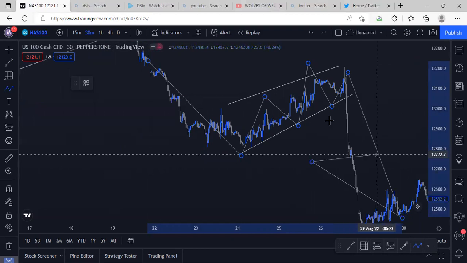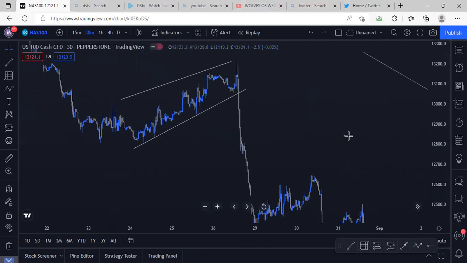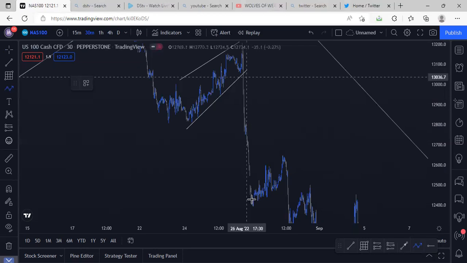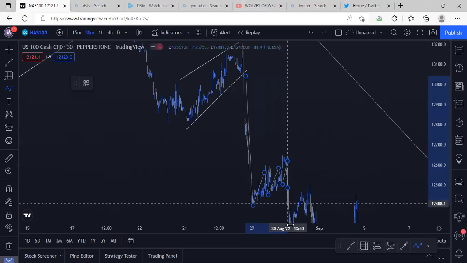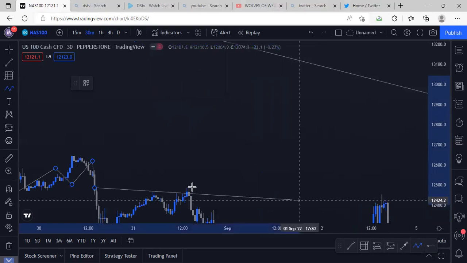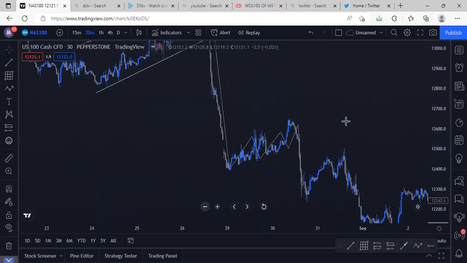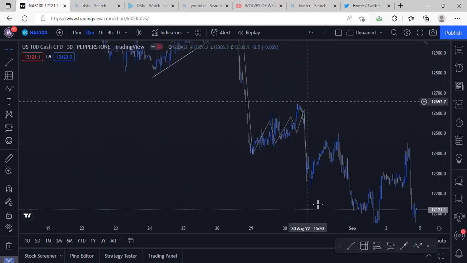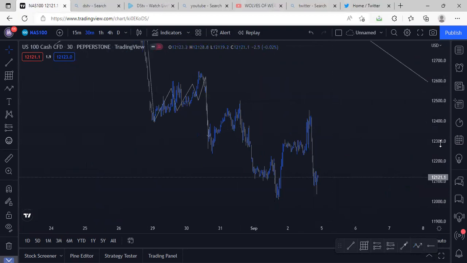Okay, let me remove that. As you can see, after this impulse movement, we had our correction again. Okay, we had our correction and then another impulse. What's happening right now? As you can see, impulse, correction, impulse, and we had another correction, and then another impulse, correction, impulse, just like that, going forward. You feel me? Going forward.